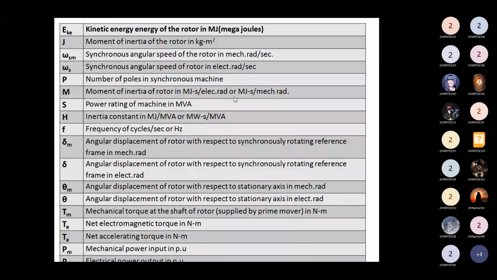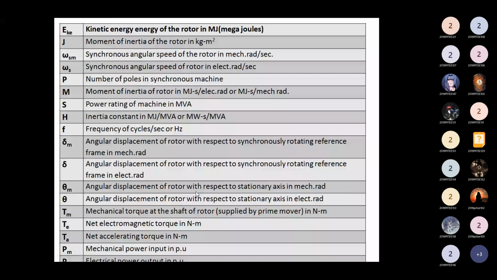H is the inertia constant in megajoules per MVA or megawatt seconds per MVA. Small f is the frequency in cycles per second or hertz. Delta M is the angular displacement of the rotor with respect to the synchronously rotating reference frame in mechanical radians, and delta is the angular displacement with respect to the synchronously rotating reference. Theta M stands for mechanical radians, the angular displacement of the rotor with respect to the stationary axis, and theta is the angular displacement with respect to the stationary axis in electrical radians.